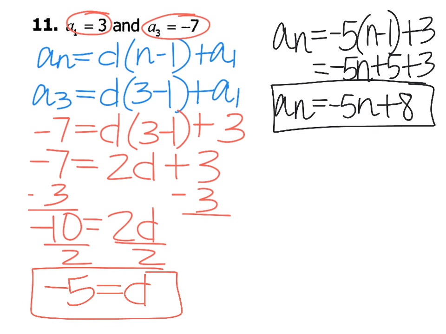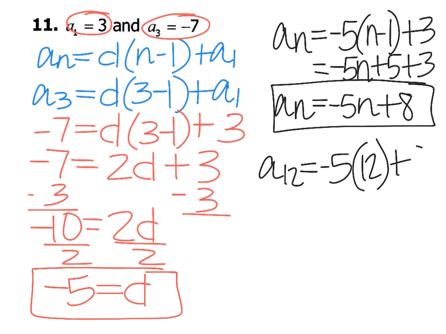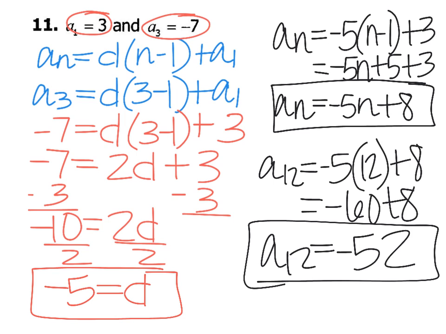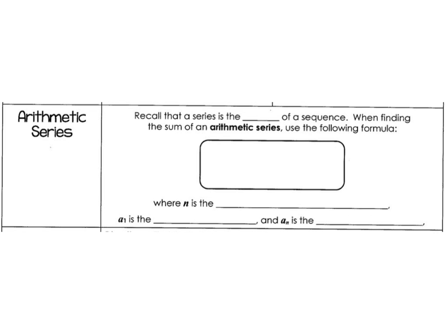There's our rule. Now, our goal is to find the 12th term as well. All right, that's in the directions. Once we find the rule for the sequence, then find the 12th term, or A sub 12. So A sub 12 equals negative 5 times 12, we're just plugging 12 in for n, plus 8. Negative 60 plus 8. So A sub 12 equals negative 52. And we're done.